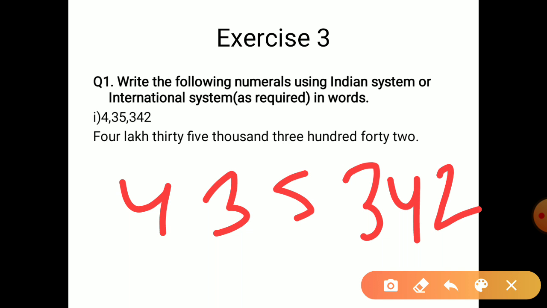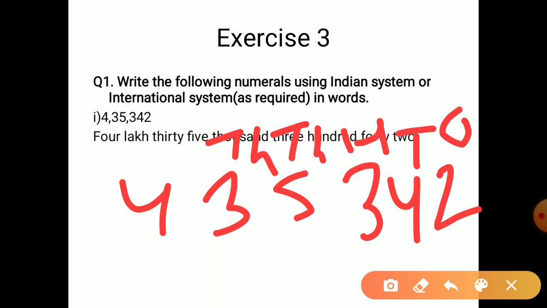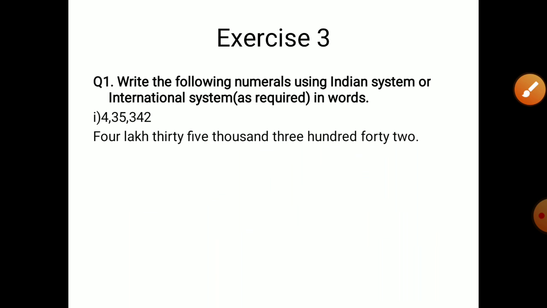435342, this is my ones digit, tens digit, hundred digit, then I have thousand, then I have 10,000, then I have lakhs. So I'll read it as 4 lakhs 35,342. Very simple.